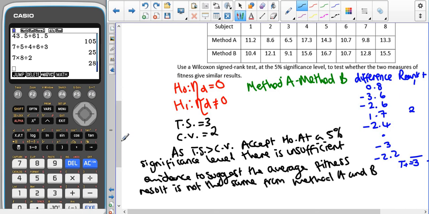So then, as the test statistic is bigger than the critical value, we accept H0 at 5% significance level. There is insufficient evidence to suggest that the average fitness result is not the same for method A and method B.